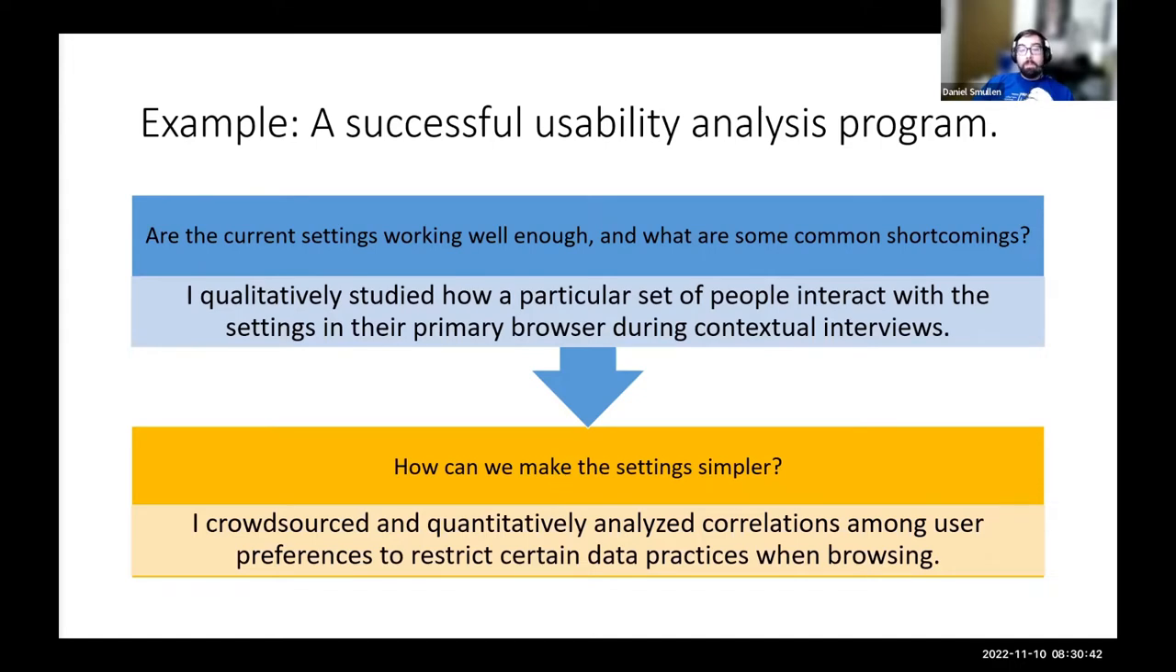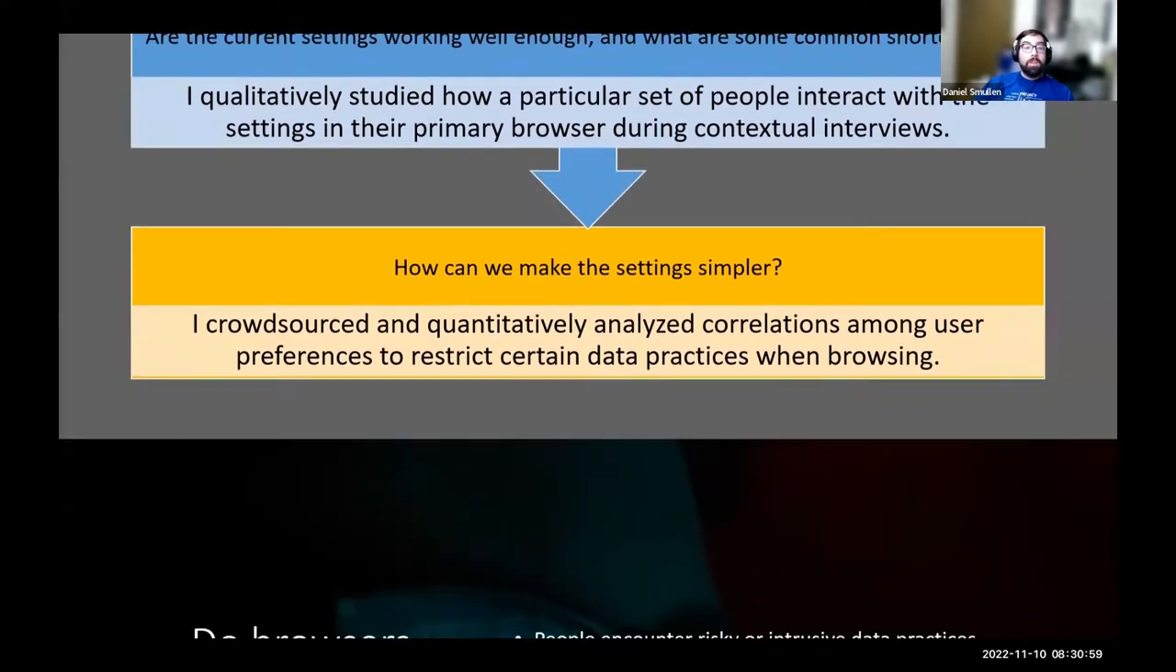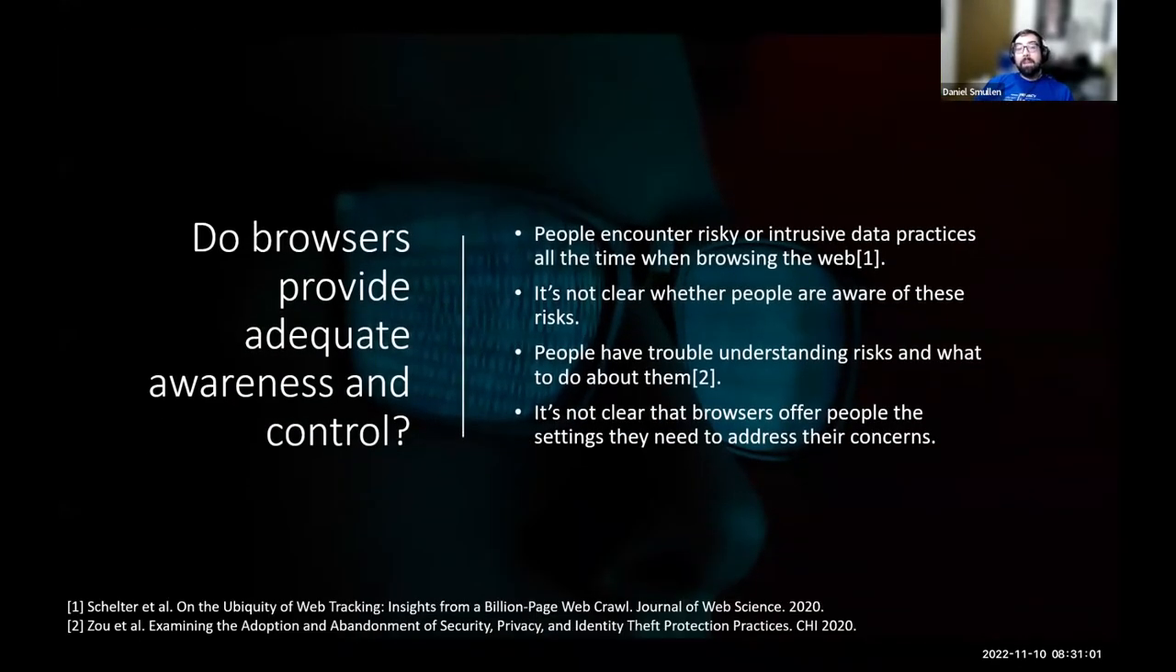And then I, from there, tried to answer the question, how can we make the settings simpler? So to figure that out, I went to quantitative research methods. I crowdsourced and then quantitatively analyzed correlations among people's preferences to restrict certain data practices when they're browsing. So that allows me to answer this kind of fundamental question about browsers. And that is, do they provide adequate awareness and control about data practices?